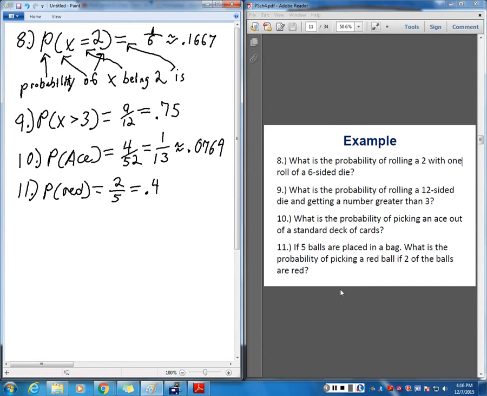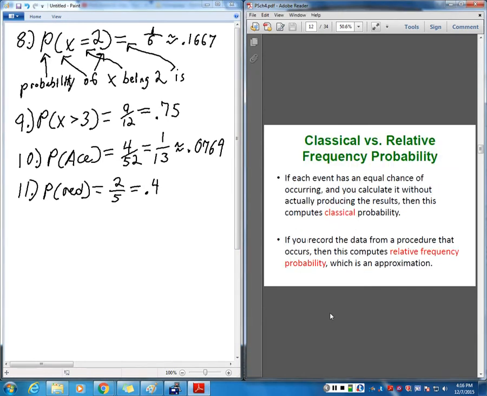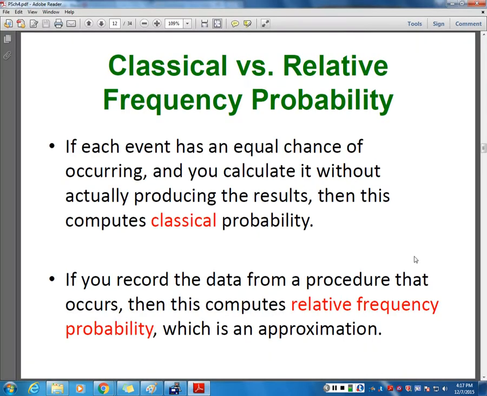That's how you find fundamental or basic probability. Let's talk about the different types of probability for a moment. There's classical probability and there's relative frequency probability. If each event has an equal chance of occurring and you calculate the probability without actually doing anything, that's classical probability. If you record data from a procedure, then that's relative frequency probability, and that's an approximation of the true probability.